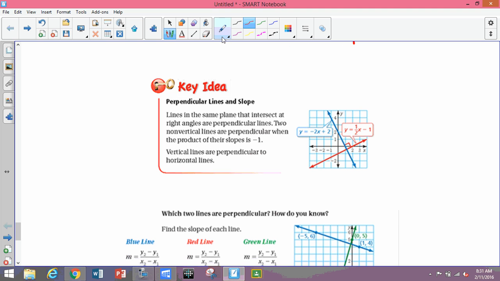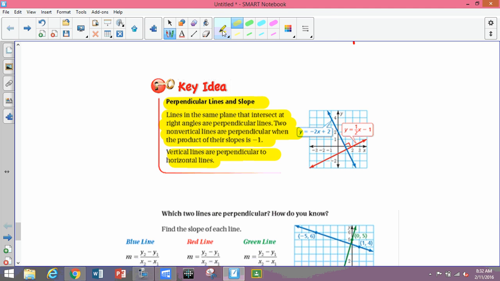Now, perpendicular lines. Perpendicular lines and slope. The relationship of perpendicular lines and slope: the lines are in the same plane, meaning they're on the same coordinate plane, and they intersect at a right angle. That's called a perpendicular line. For two non-vertical lines that are perpendicular, meaning not x and y axes, the product of their slopes is -1. Okay? So vertical lines are perpendicular to horizontal lines.